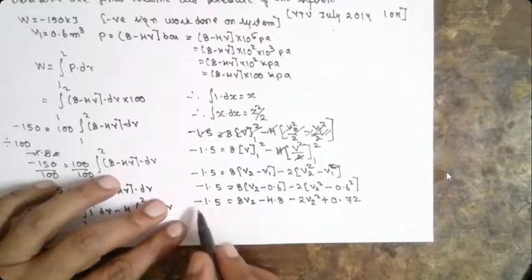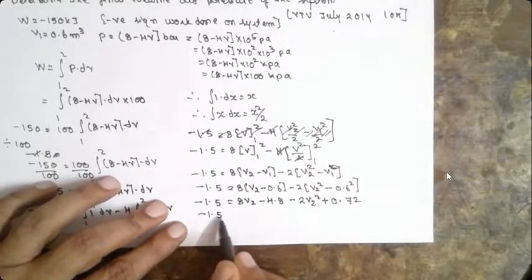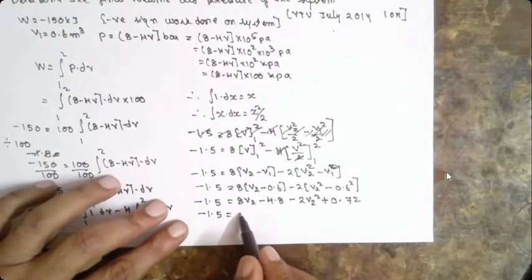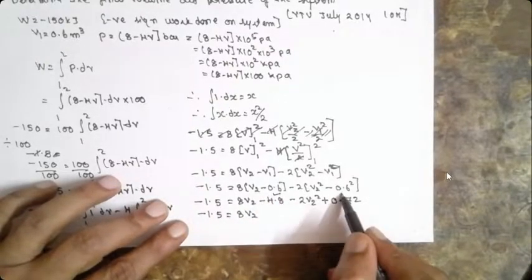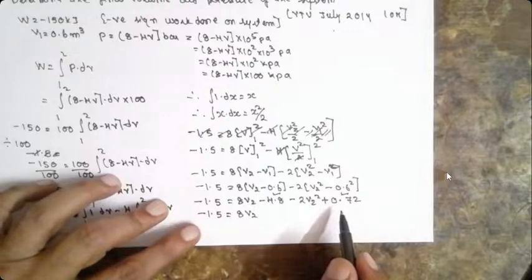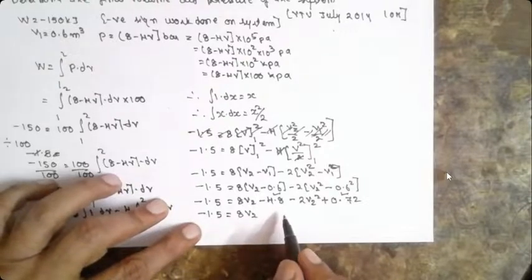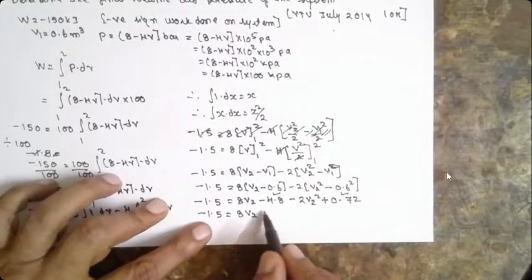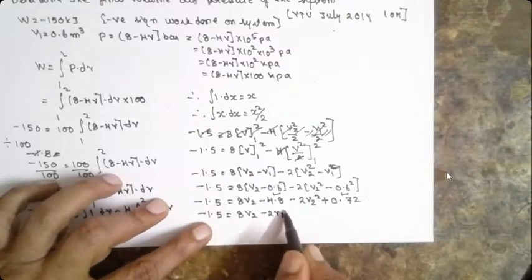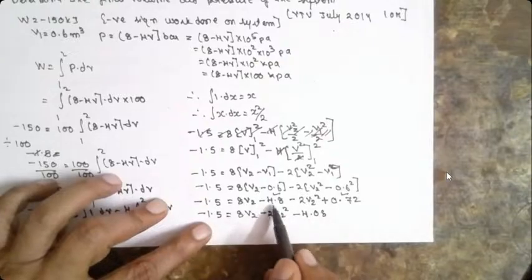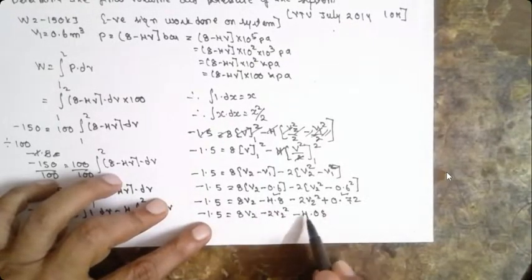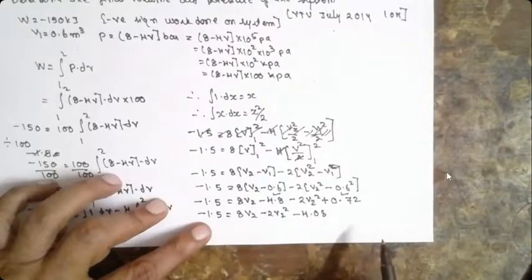Further, minus 1.5 is equal to 8 v2. These two add and subtract: minus 2 v2 square minus 4.8 plus 0.72 is nothing but minus 4.08.